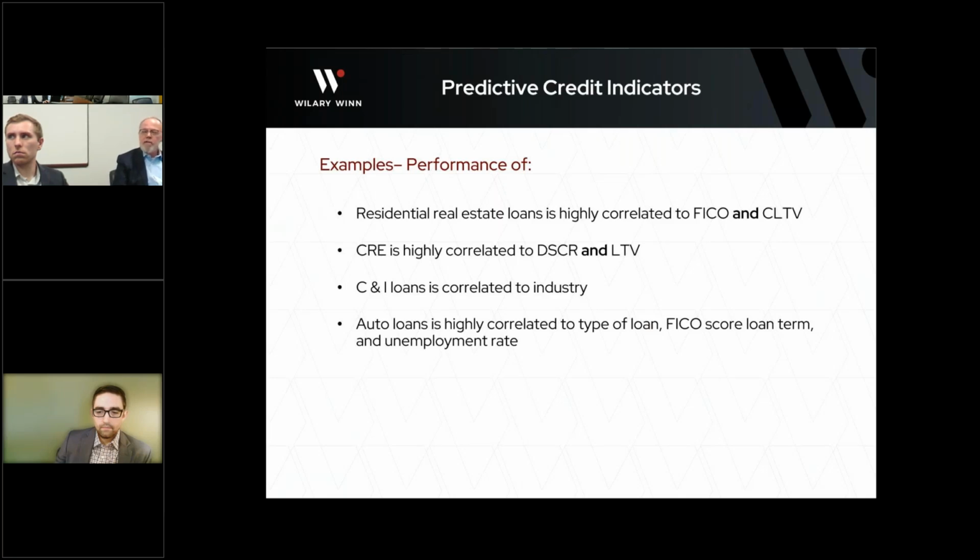On commercial real estate, the loan performance is highly correlated to debt service coverage ratio and LTV. C&I loans are highly correlated to industry, and auto loans are highly correlated to the type of loan, FICO score, loan term, and unemployment rate. So we'll go through these examples that really illustrate the fact.